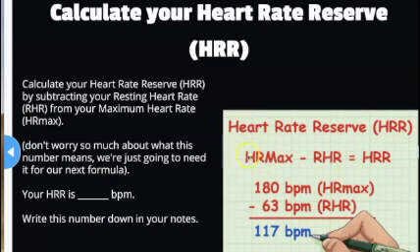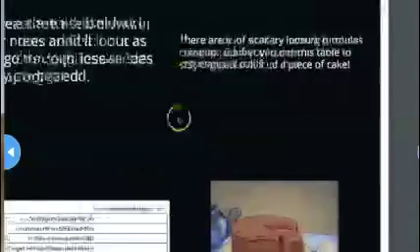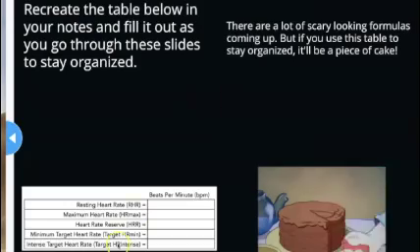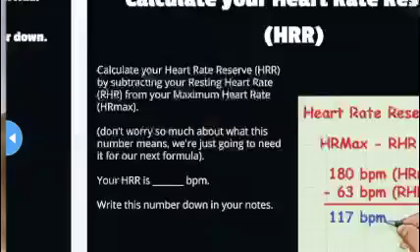You'll take your max heart rate, which you just got from the last slide, and it's written down in that table. You'll take your resting heart rate, which you got from the previous slide, okay? And you subtract the resting from the max. That equals your HRR, okay? And we're gonna use that on our next formula. Okay, I'm gonna go back a few slides just to remind you. Remember, you should be writing these numbers down in your notes.